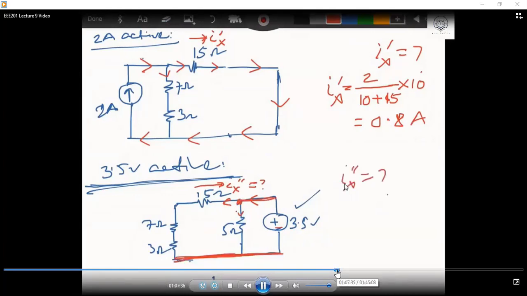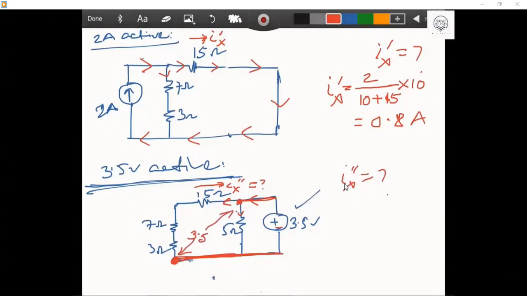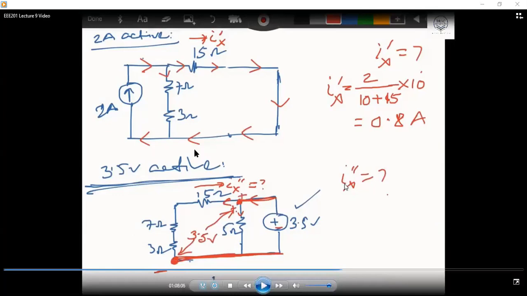Now you can see, from here to here the voltage is 3.5. Try to get my point. Voltage is 3.5. This is negative and this is positive. This is plus and this is minus. So what does it mean? It means ix, if you assume the current flows through this.